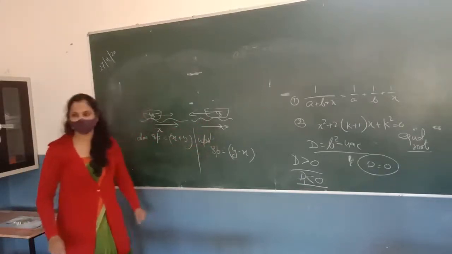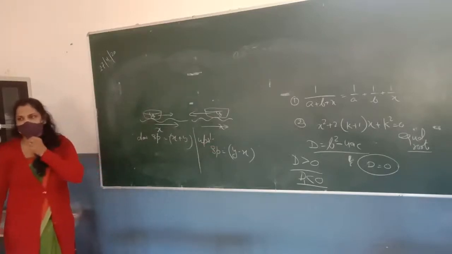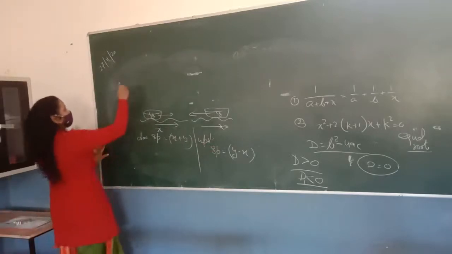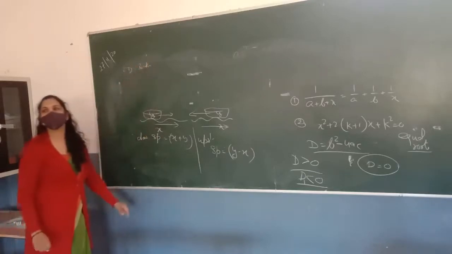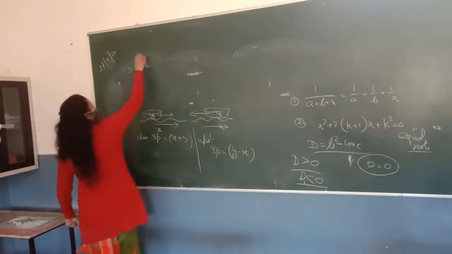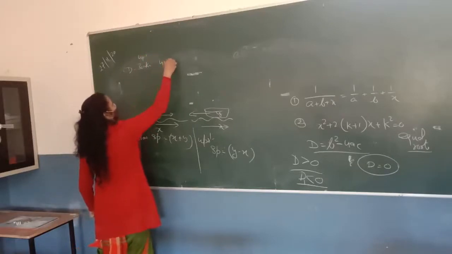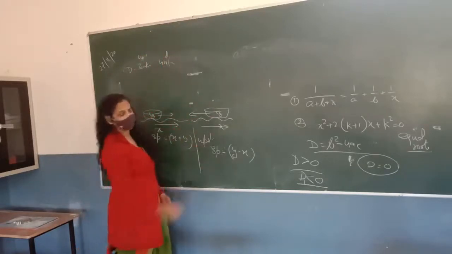Okay, now read the question. A boat goes 30 kilometer upstream and 44 kilometer downstream in 10 hours.